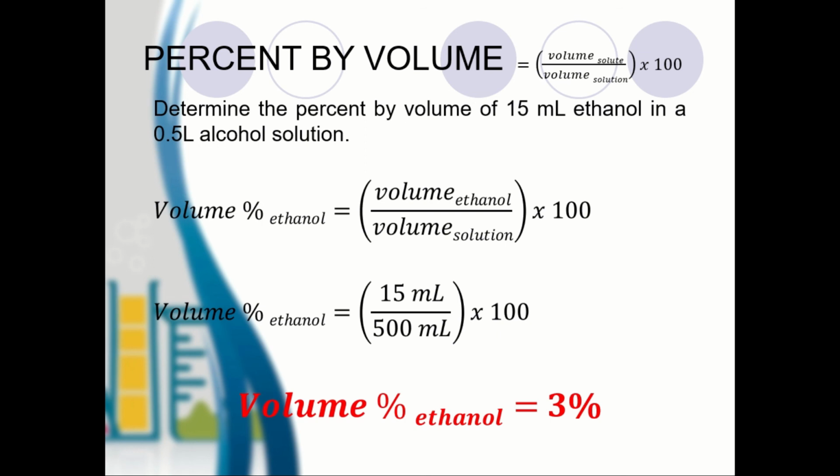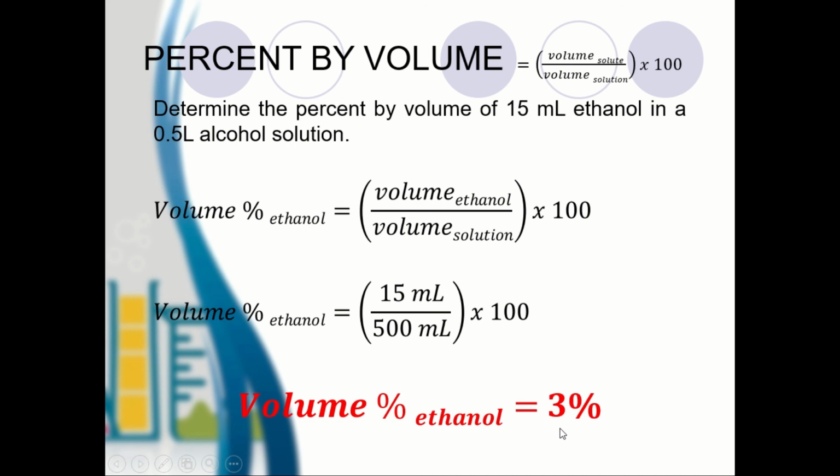So let us have an example. Determine the percent by volume of 15 ml of ethanol in 0.5 liter of alcohol solution. So write down the formula. Percent by volume of ethanol will be equal to the volume of the ethanol divided by the volume of the solution times 100. Let us substitute the values. Percent by volume of ethanol is 15 ml, ito yung ethanol natin, divided by 500 ml, ito yung ating solution. Nakalagay dito ay 0.5 liter, so we have to convert this to ml, or pwedeng gawin natin na from ml to liter or liter to ml. Ang importante dyan ay pareho ang unit ng dalawa nating given times 100. So, the percent by volume of ethanol will be 3%.